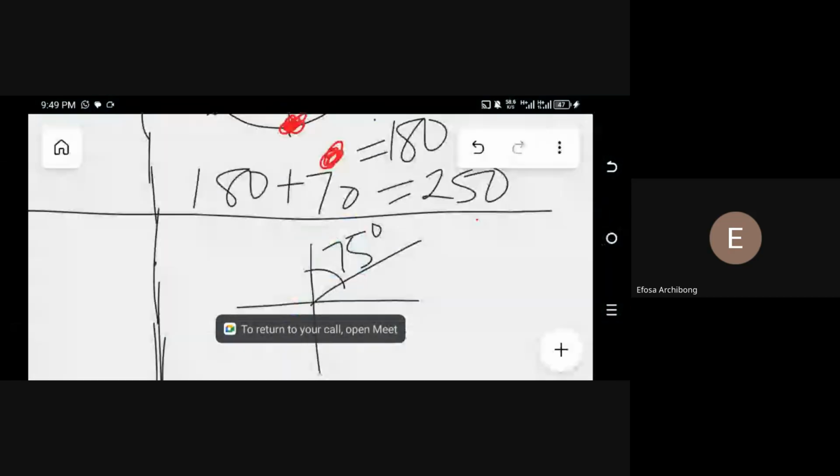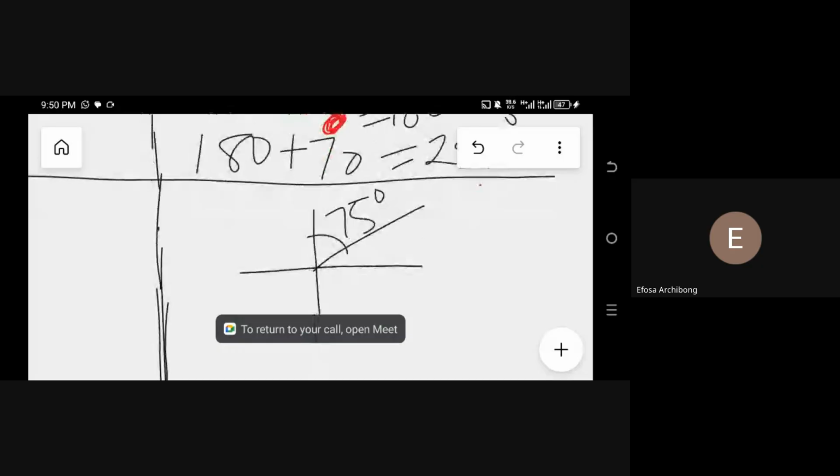Okay, so this is the question. 3 digit bearing, 75 degrees. What would be the compass bearing of this? That is when you convert it to compass bearing. What would it be? Remember, compass bearing angles must border with a north or with a south. So this angle concerns the north. So what would be the compass bearing of this?